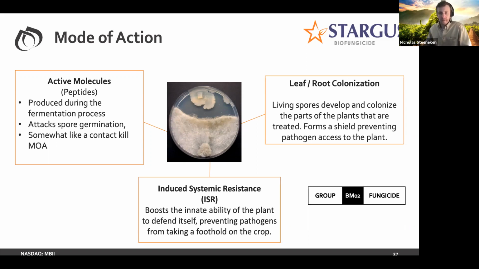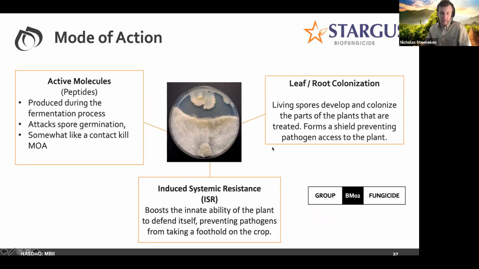You will also see leaf root colonization. So these are living spores. So if you do spray leaf material, it'll colonize that leaf material, as you can kind of see demonstrated here in this Petri dish. This top was treated with Stargus up here, and the bottom here has some botrytis infestation started on there. And you can see the Stargus not only colonized this section right here, and its peptides are providing protection all the way down, at least halfway through the tray there. You can really see the activity of that in this slide here.